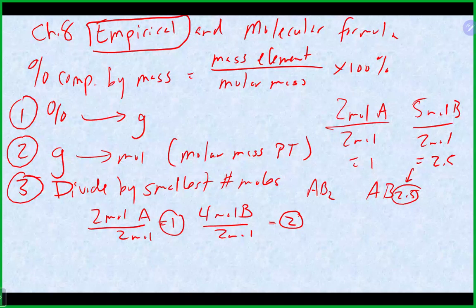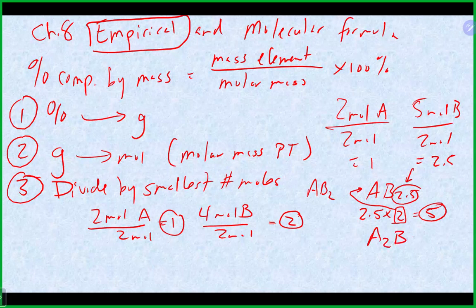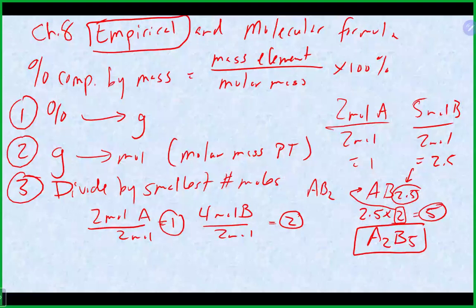So you need a number to correct it. And here, if you just say 2.5 times 2 in this case, that will give you a whole number of 5. We do want to actually multiply our empirical formula by the factor of 2. And we do want to multiply everybody by that factor of 2, not just the one that needs it. And that would give us our proper empirical formula in this case. Any questions on those steps there?